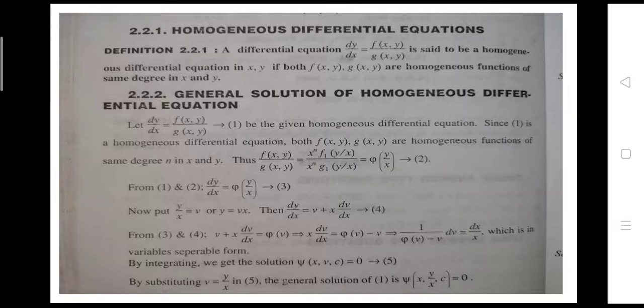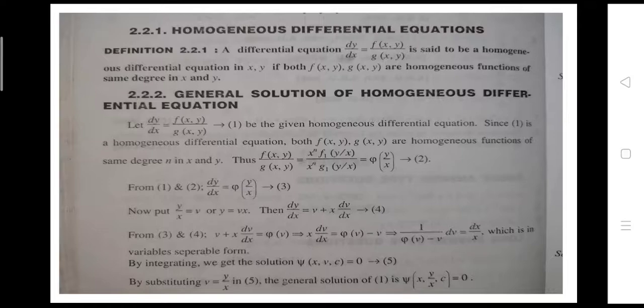Here is the general solution of homogeneous differential equations. Let us discuss how to solve homogeneous differential equations. Let dy by dx is equal to f of x comma y by g of x comma y, call this equation 1, be the given homogeneous differential equation. Since 1 is a homogeneous differential equation, both f of x comma y and g of x comma y are homogeneous functions of the same degree in x and y.